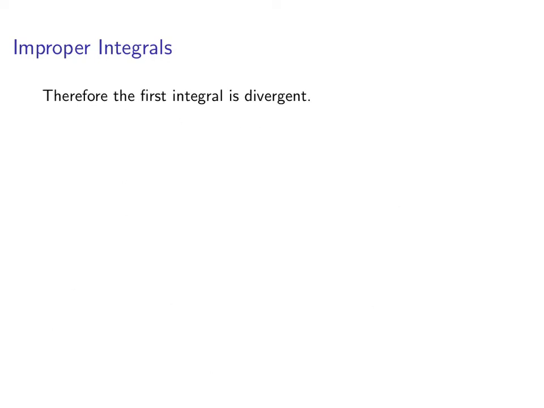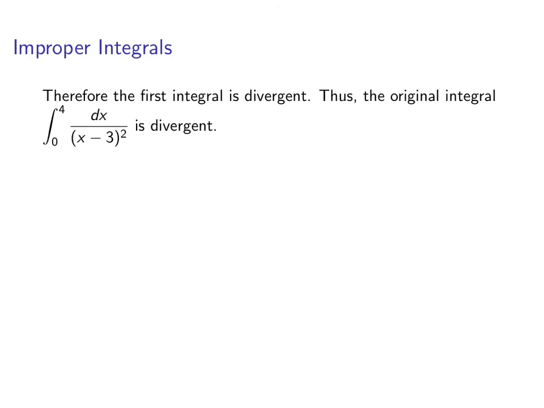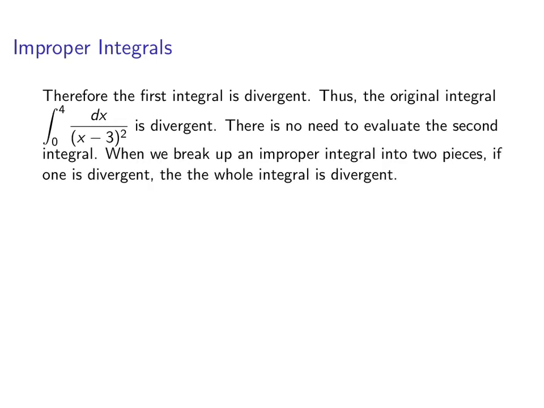Now what that means is that first integral is divergent. And so that means the original integral is divergent. There's no need to evaluate the second integral. If we have to break up an improper integral into two pieces, and one piece is divergent, then the whole integral is divergent, and so we don't even need to evaluate that second one. It doesn't matter. So we're done with the problem now.